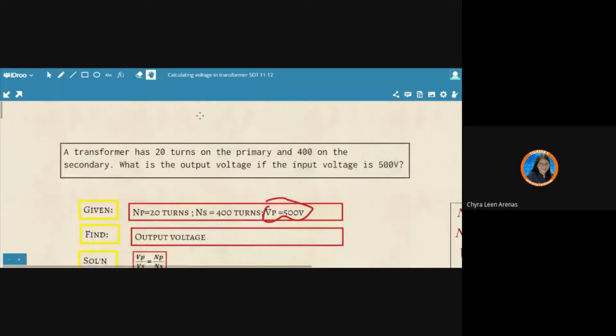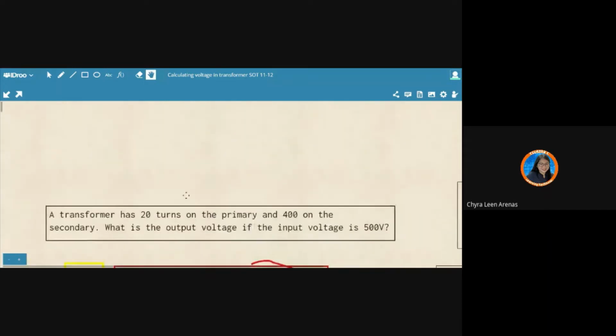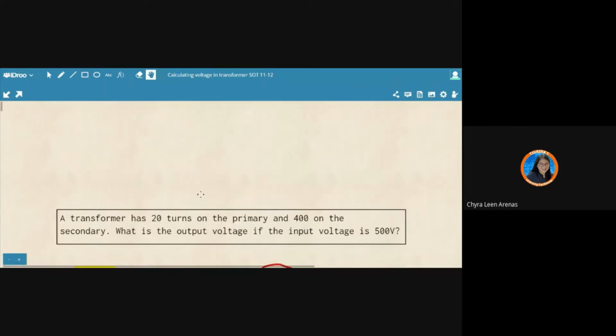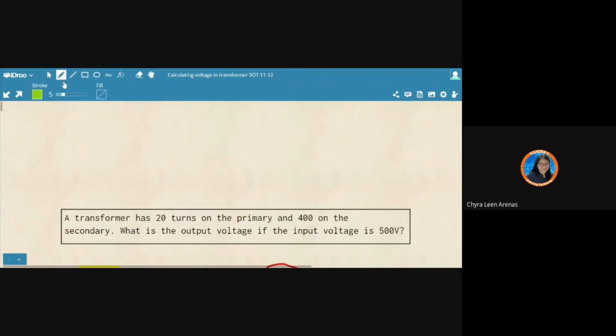Okay. In answering the problem, we always have to remember to identify what is the given and what we need to find.